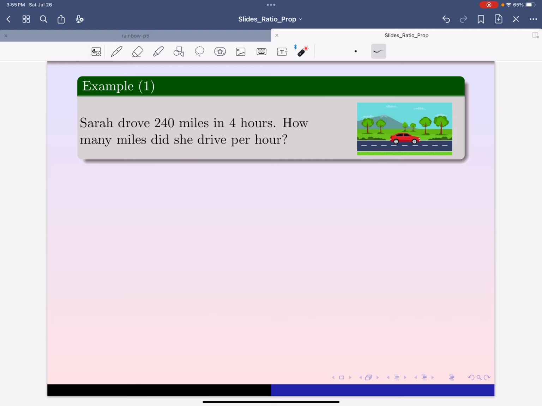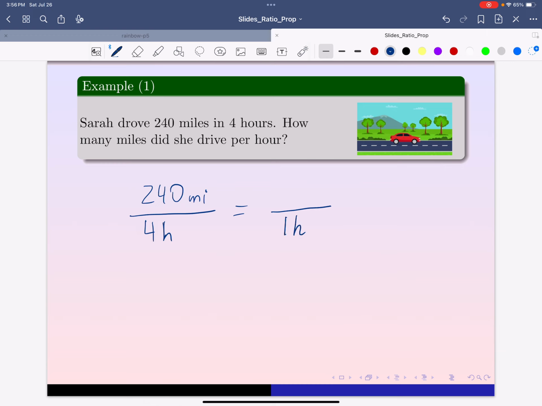So example 1. Sarah drove 240 miles in 4 hours. How many miles did she drive per hour? So we can write this as a rate, 240 miles per 4 hours. That's our rate per 4 hours. And we would like to change it to per 1 hour. So we want to have 1 hour in the denominator.